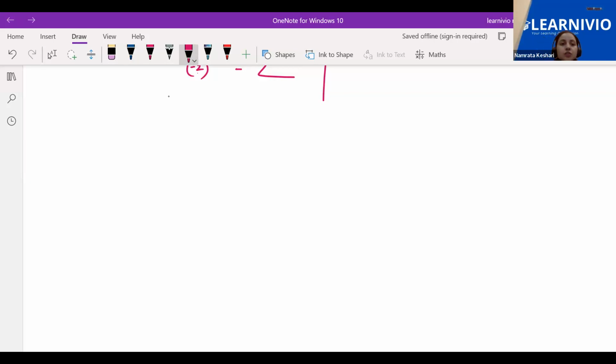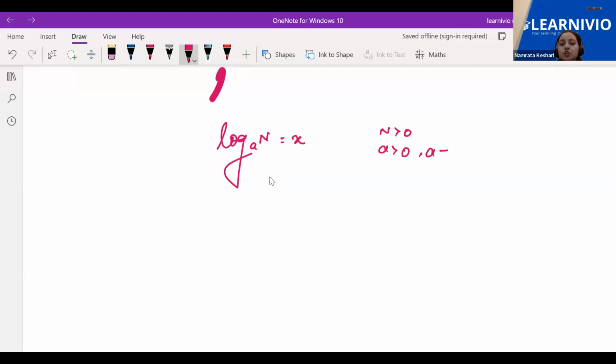Okay. So at first we understand that whenever we have a logarithmic function, log n base a is equal to x, n must be bigger than 0, a also must be bigger than 0, and a should not be 1. Now here we will have two cases: based on the interval of a, we will have two different graphs.